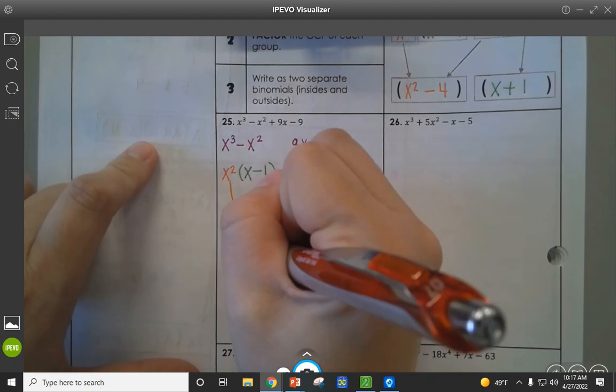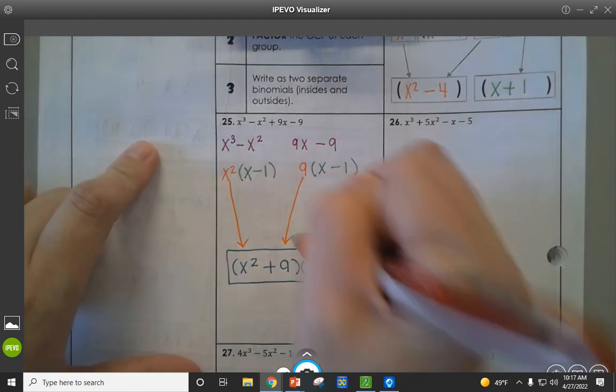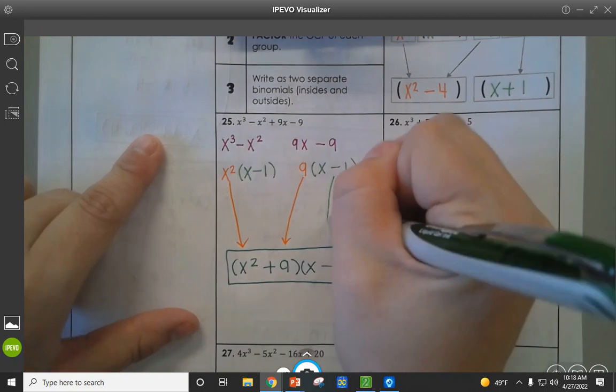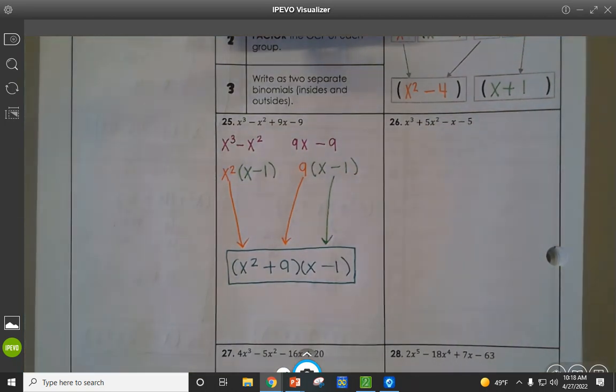Because our outside numbers go there, and then what we have left in the parentheses go there. And again, if they don't match perfectly, the signs have to be the same. Everything has to be the same. If not, you messed up somewhere, so you go back and check your work. Are there any questions? Let's do the next one.